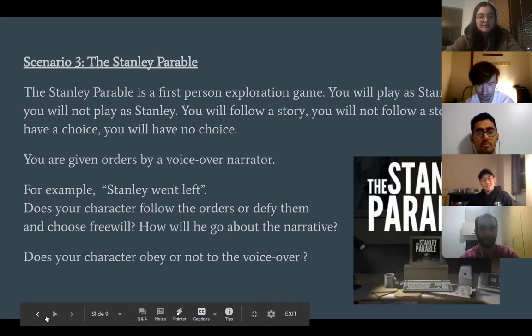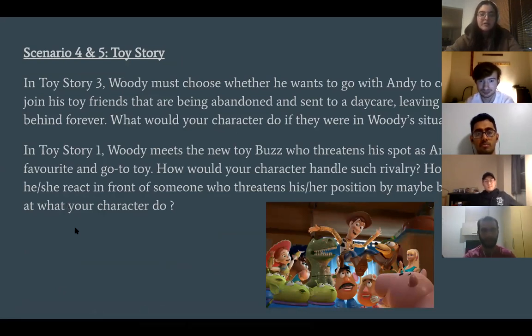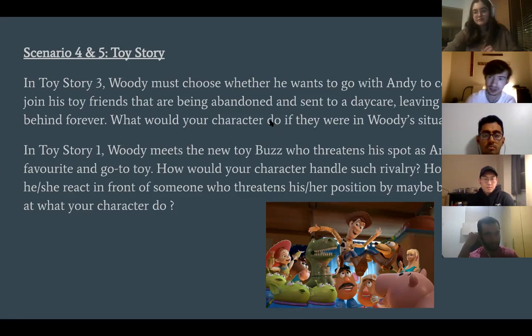So, you guys want to move on? Sure. Okay. So we have two scenarios here, but we could choose just one. They're related to Toy Story. In the third Toy Story, Woody must choose whether he wants to go to college with Andy or join his friends that are being abandoned and sent to a daycare, leaving Andy behind forever. So what would your character do if they were in Woody's situation? That's basically the choice between being selfless and being altruist. You have the choice to sacrifice yourself for others or do your thing independent of others.